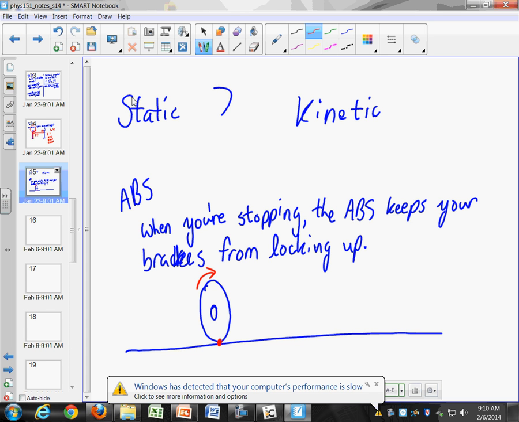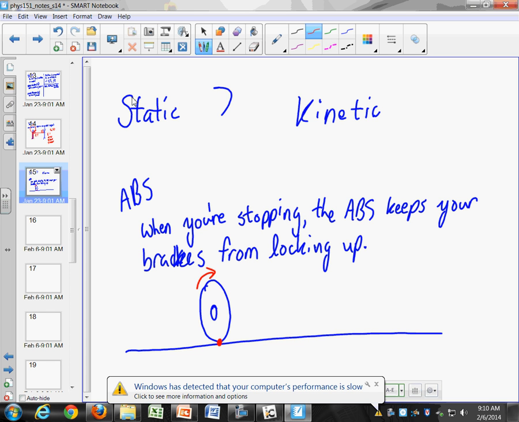If the wheel is turning, static. Because as it turns, the surface of the tire and the surface of the road are stationary with respect to one another. Now the wheel's turning, right? But the actual surface of the tire and the surface of the road are stationary with respect to one another. And it's only when the wheel doesn't turn that it slides along the road.